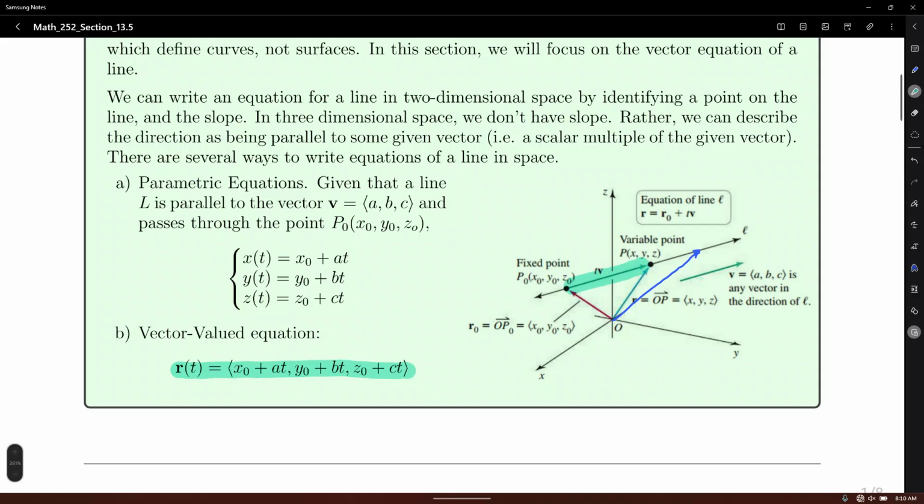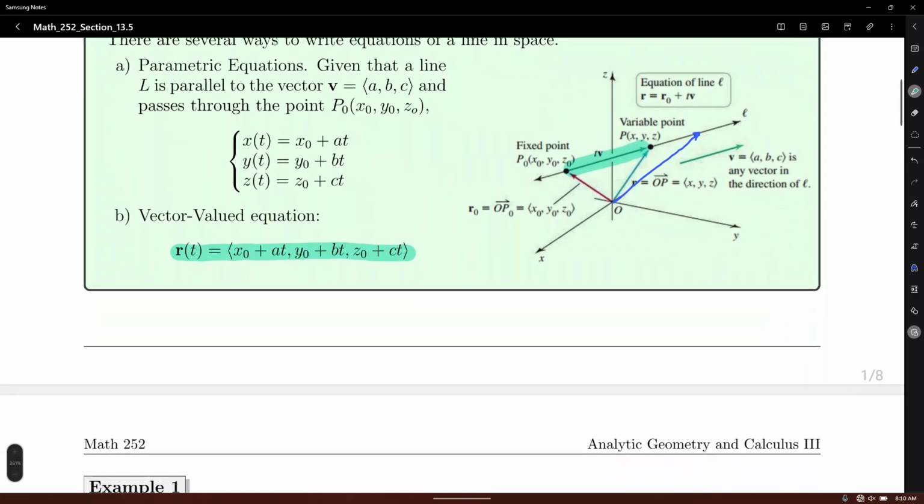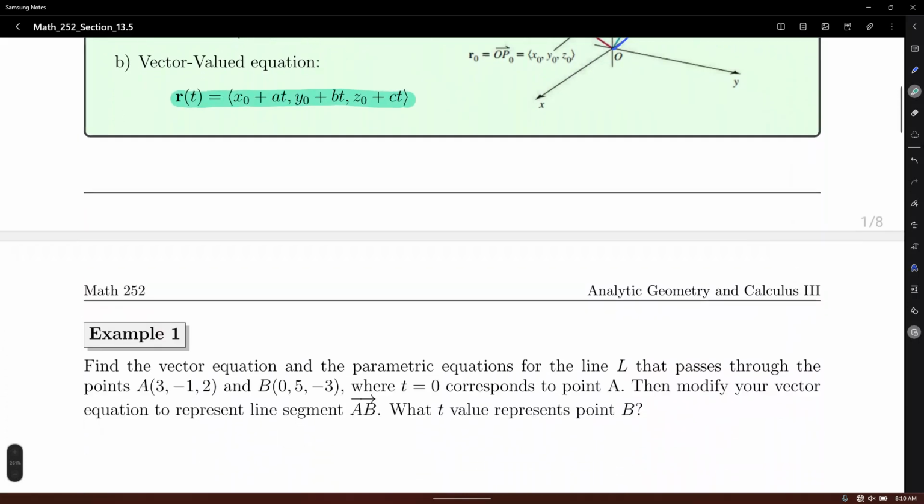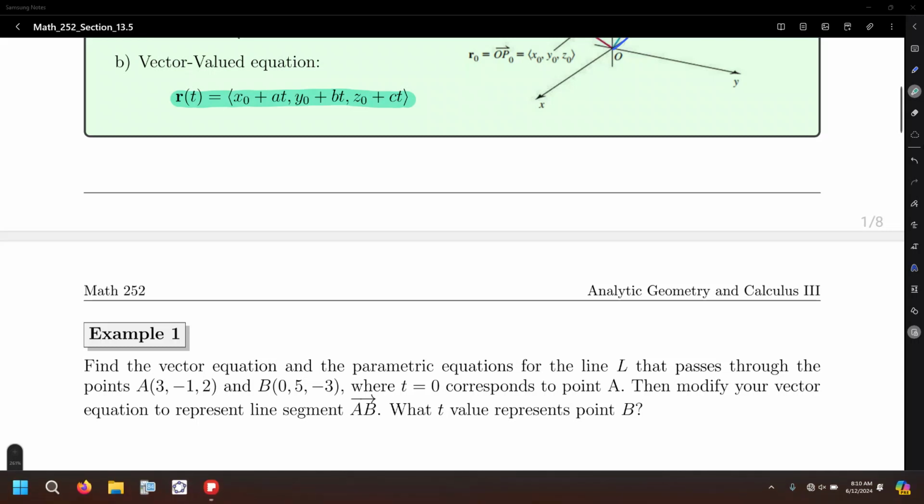How are we going to obtain a line in space? Well, let's have a look at our first example here, on the next page. Find the vector equation and the parametric equations for the line L that passes through the point A equals (3, -1, 2), and B (0, 5, -3).